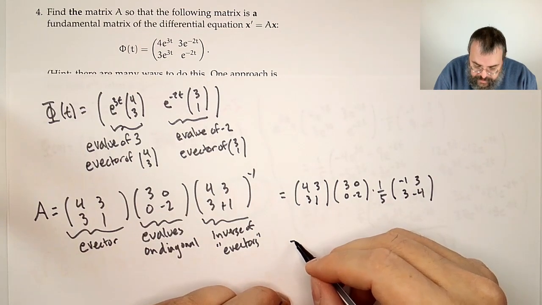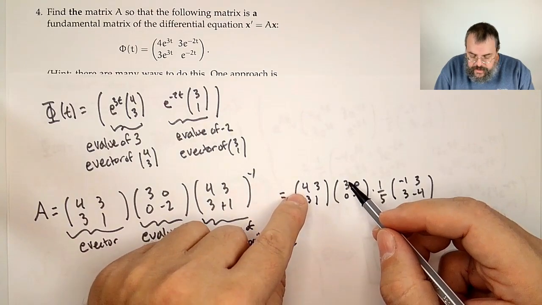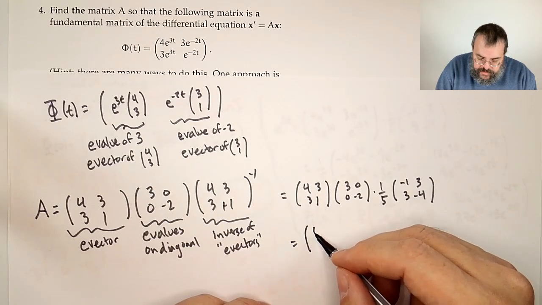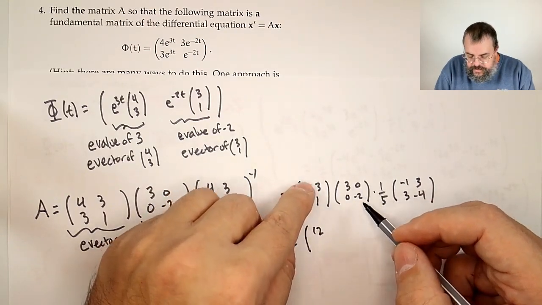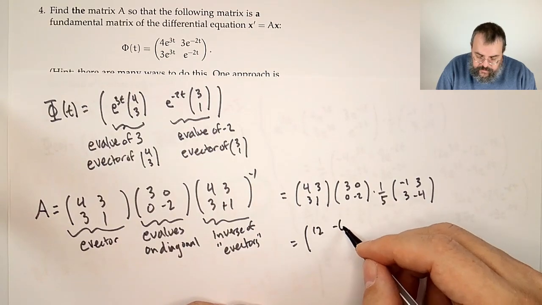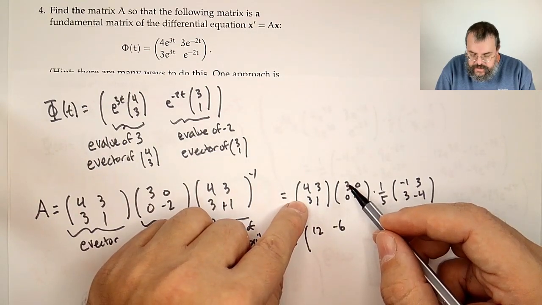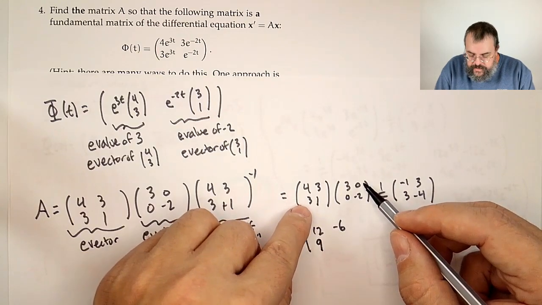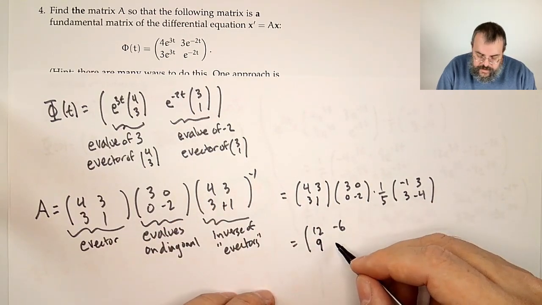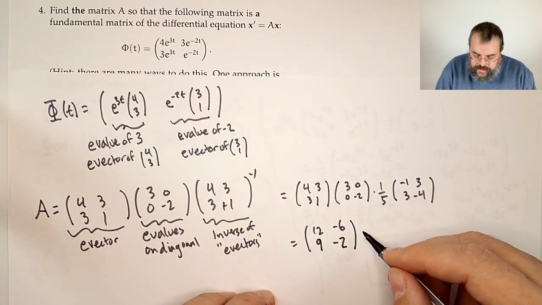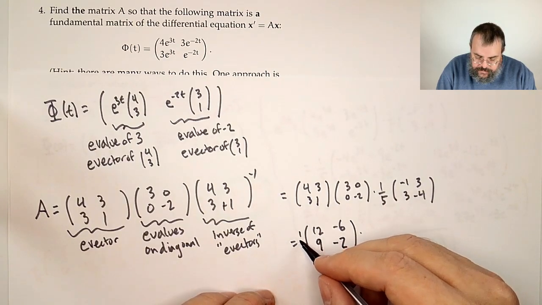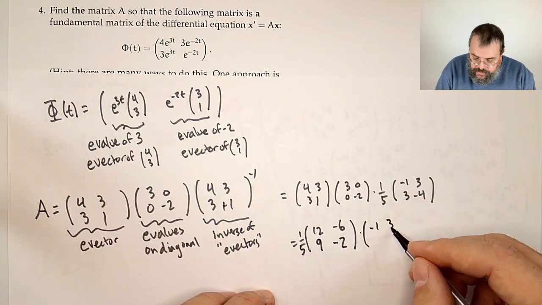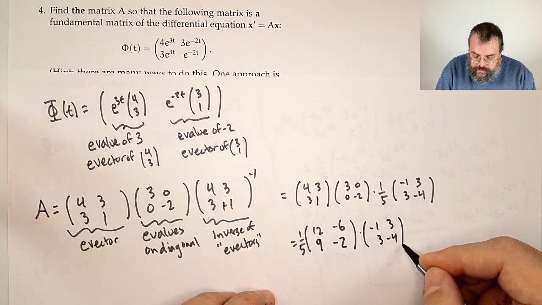And you say, okay, so that would be what? 12 plus 0 makes 12. Here you have 0 minus 6. 9 plus 0 makes 9. Then you have 0 minus 2. And times it by the 1/5. Actually, we can put the 1/5 in the front. Just move the constant up. [-1, 3; 3, -4].